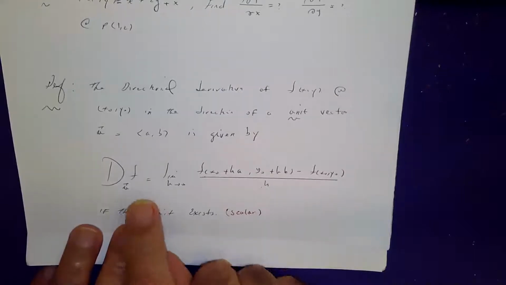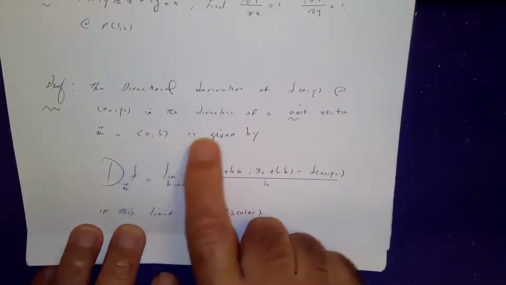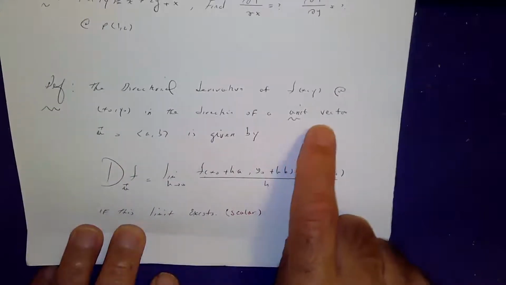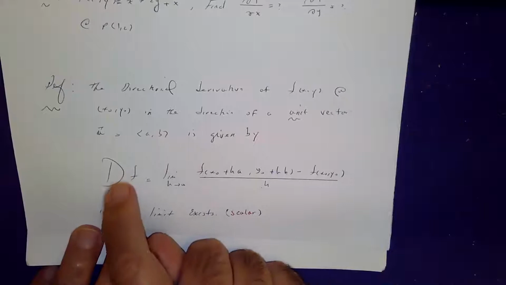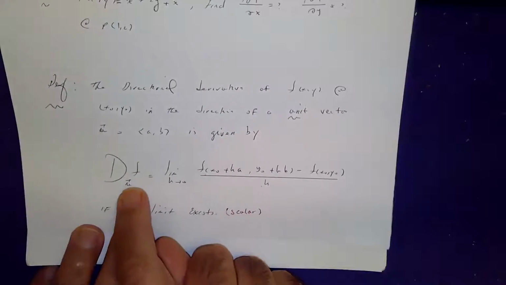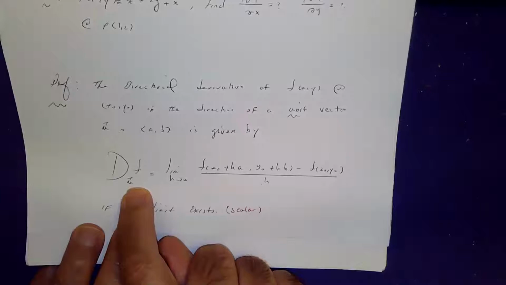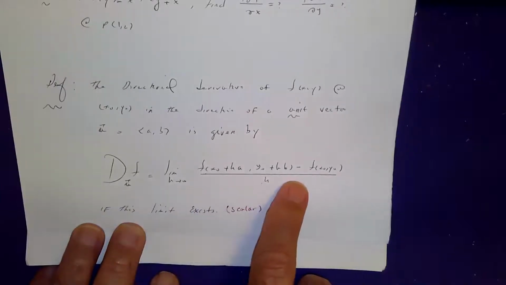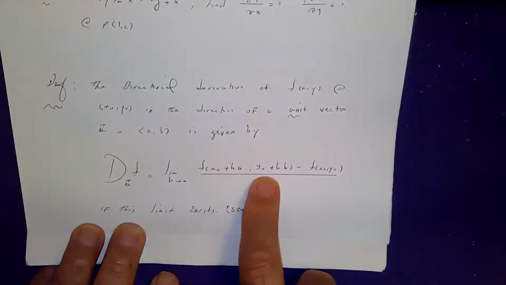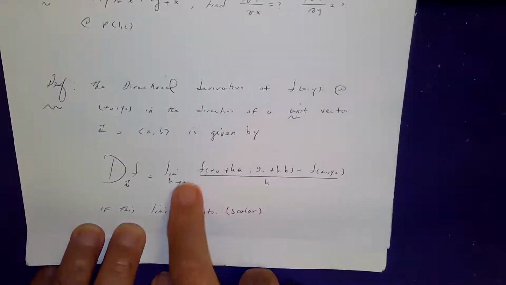So this is the definition of the directional derivative of a function of two variables at point x0, y0 in the direction of unit vector u equals a, b. Notice this has to be a unit vector. The notation is capital D with a subscript u, which stands for the directional derivative of f in the direction of the unit vector. This is the definition: f of x0 plus ha, y0 plus hb, minus f of x0, y0, divided by h. You take the limit.